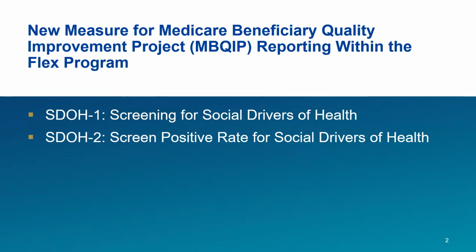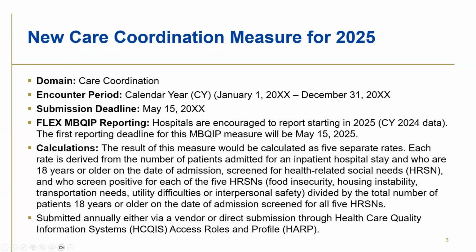Okay, thanks, Erin. So today I'm going to just talk about the steps you'll take to submit your data for the social drivers of health. Okay. So this measure will be submitted annually, and you can submit it either vendor or direct submission through the Healthcare Quality Information System with your HARP credentials. So every year it'll be due May 15th for the previous calendar year data.